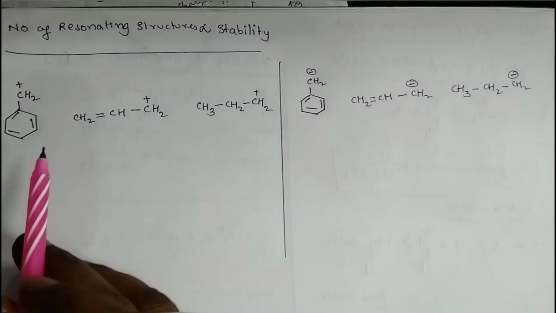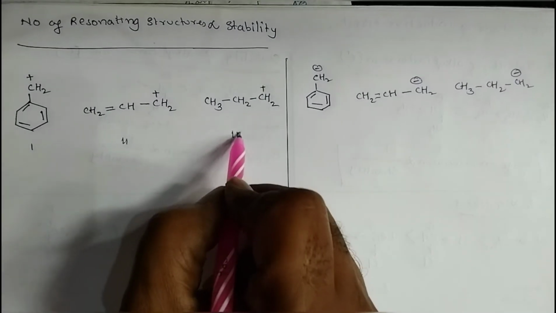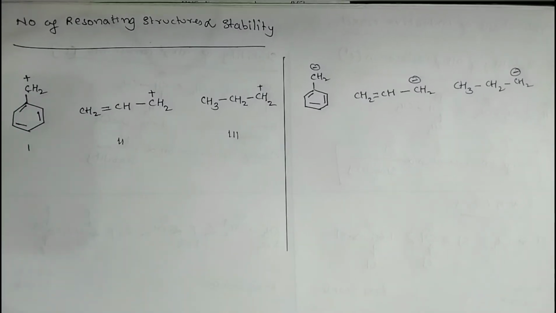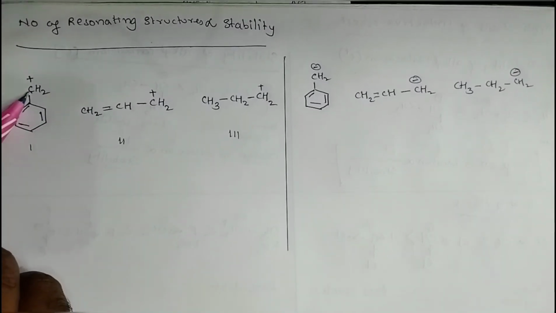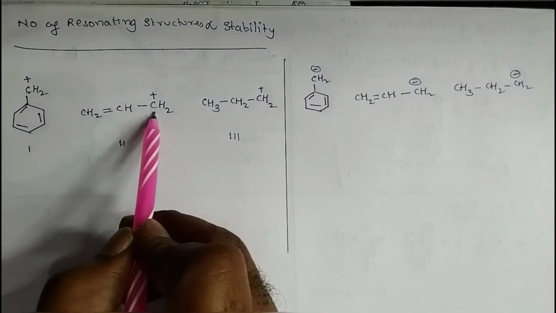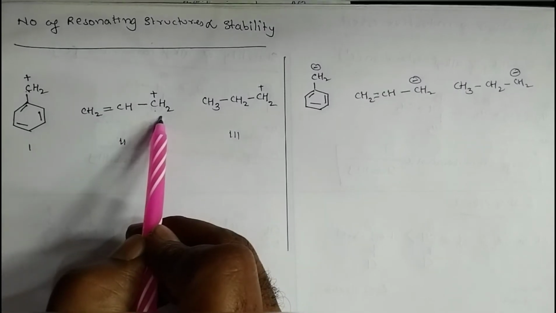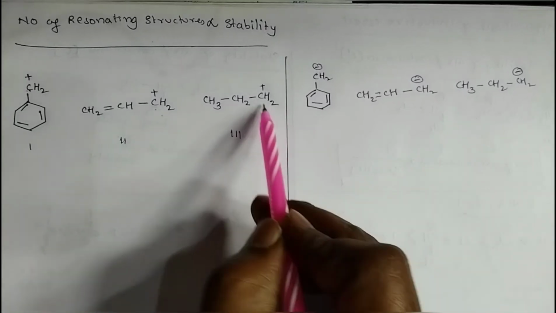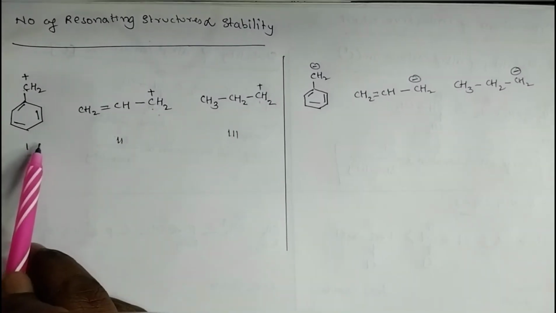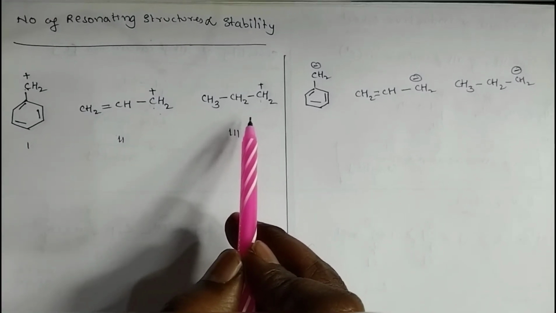Okay, now here let us see compound 1, compound 2 and compound 3. This carbocation is called benzyl carbocation, which is attached to the benzene ring, and this carbocation is known as allylic carbocation, and this carbocation is known as alkyl carbocation. So benzyl carbocation, allyl carbocation and alkyl carbocation.